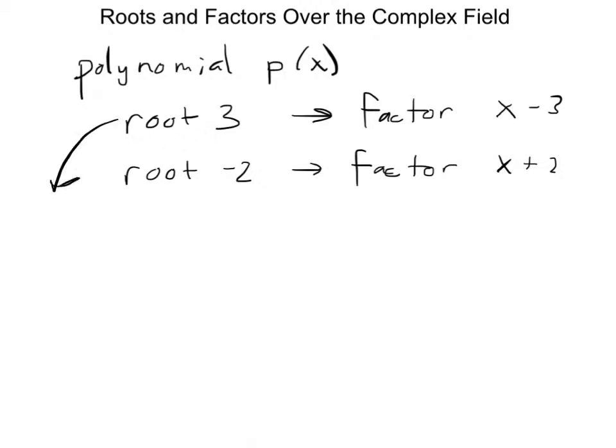I suppose I should mention, by the way, what does it mean that this is a root? That statement means that when you plug 3 in, you're going to get 0. This statement here means that when you plug -2 in, you're going to get 0. Right? So this lesson is supposed to be about roots over the complex field.